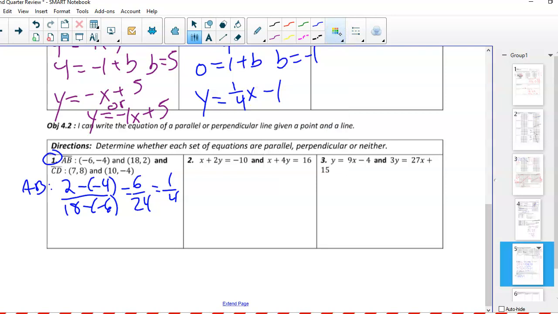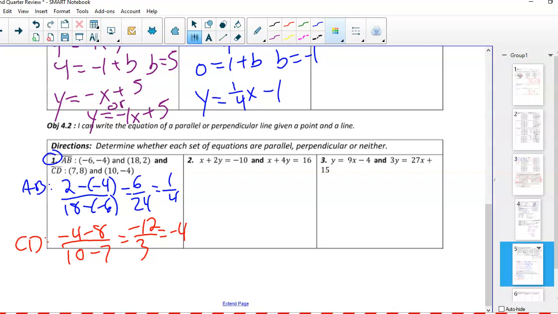Okay. Now we have to do the same thing for CD. We need to find the slope of the other. So -4 minus 8 over 10 minus 7. Well, 10 minus 7 is 3. What's -4 minus 8? Negative 12. Can this be simplified? Yes, to negative 4 over 1, or negative 4.